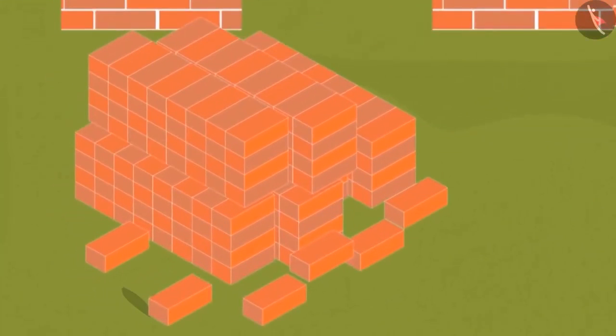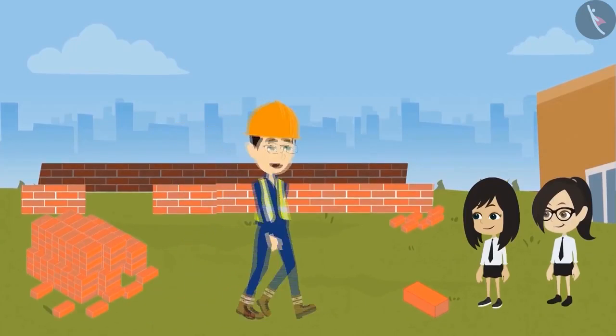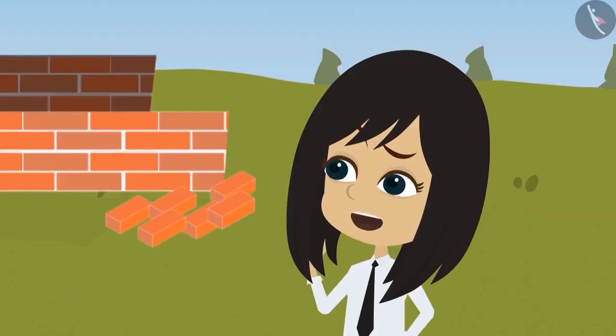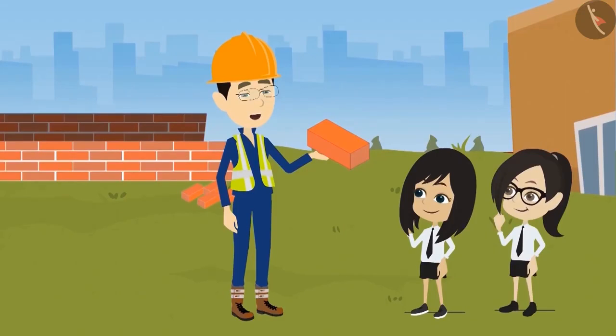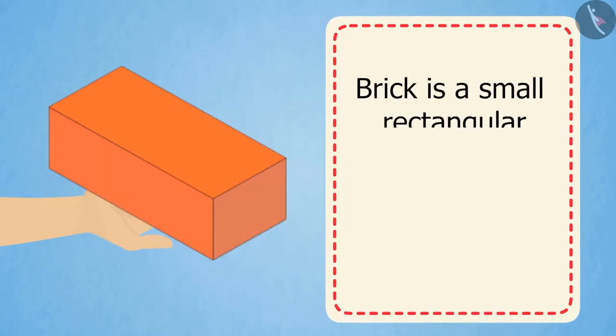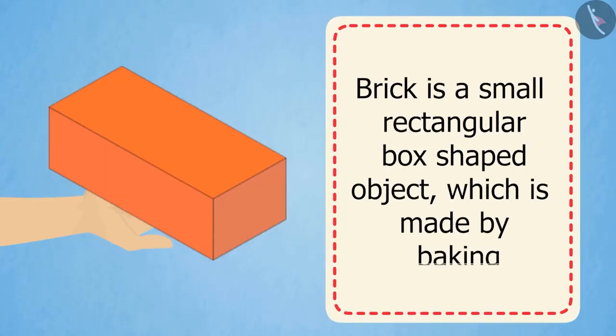What is this red object? This red object is called a brick. What is a brick and why are you using it to build a wall? This red color small box-shaped object you are looking at is called a brick. Brick is a small rectangular box-shaped object which is made by baking the clay.